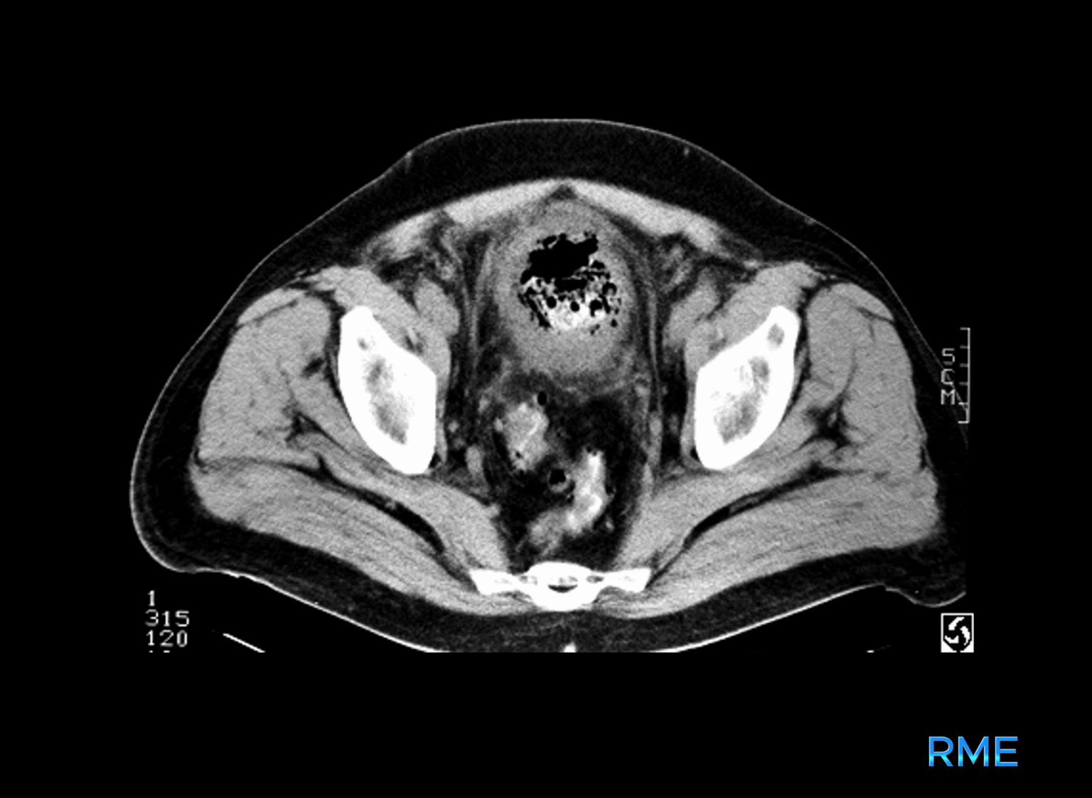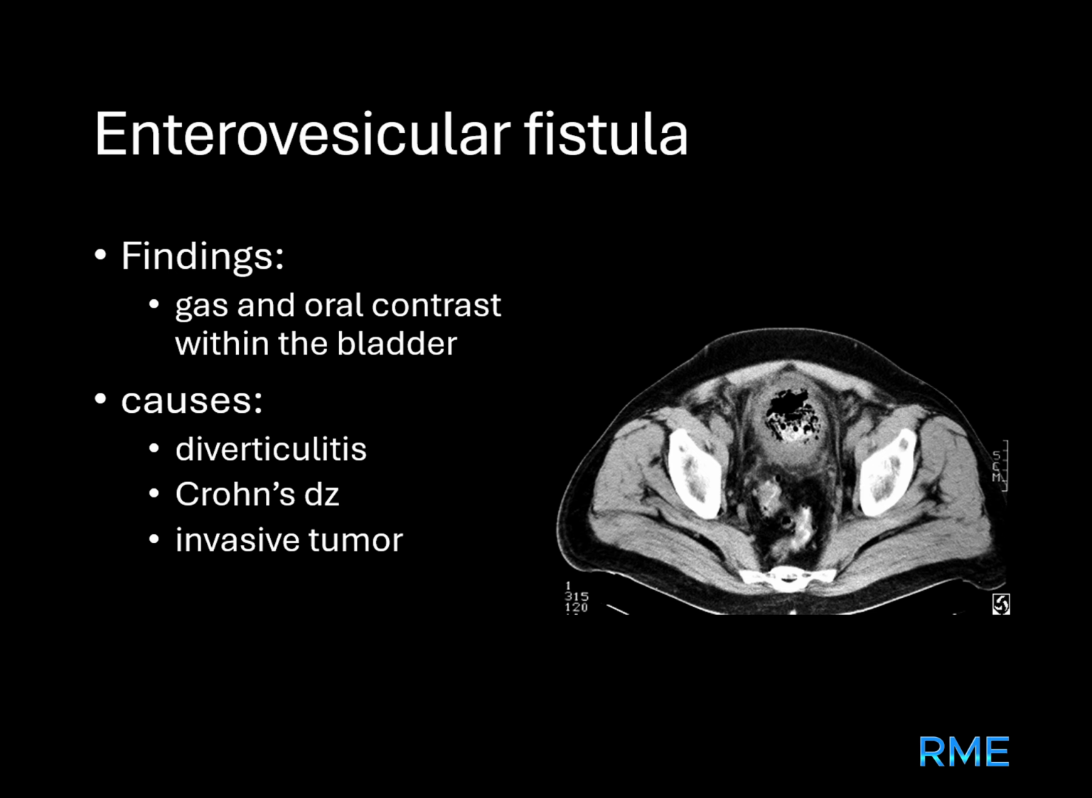Differential diagnoses include diverticulitis, Crohn's disease, and invasive tumor. To further evaluate, a CT scan with oral and IV contrast can confirm the fistula and help identify the underlying cause. Management involves treating the underlying condition and surgical repair of the fistula. Let's move to the next case.